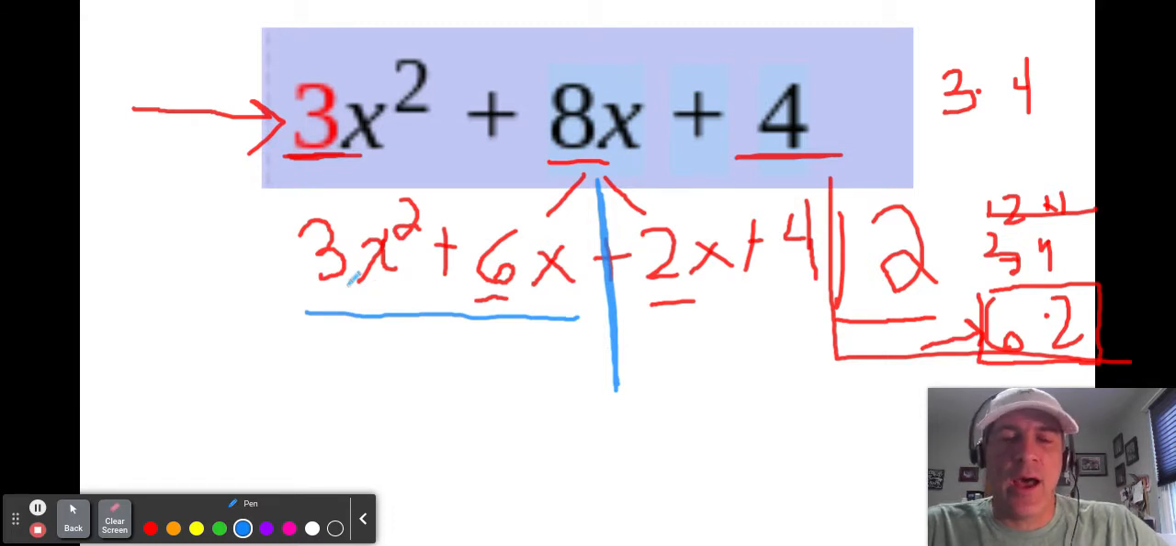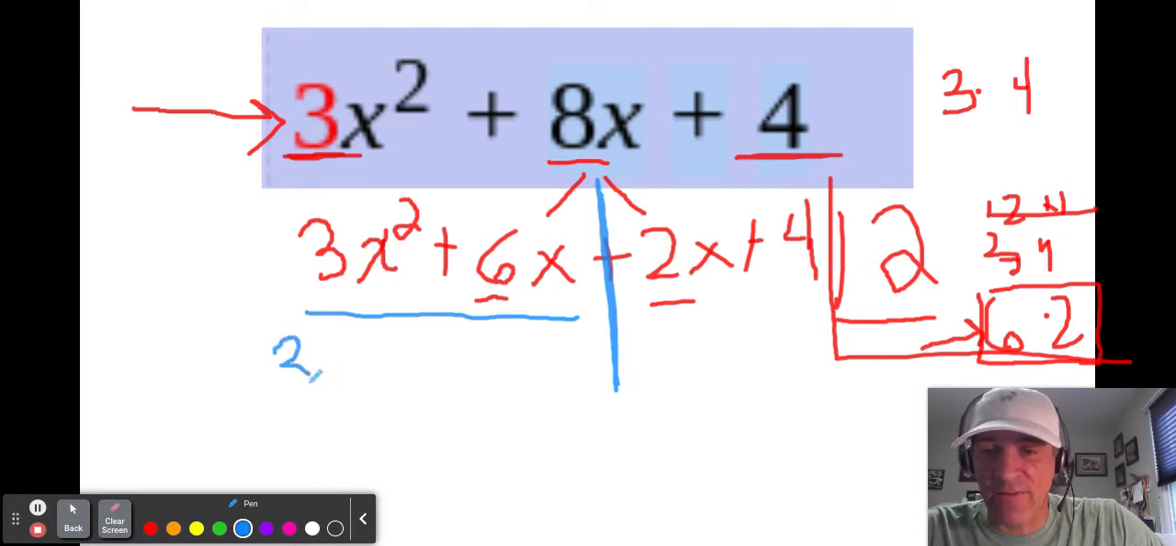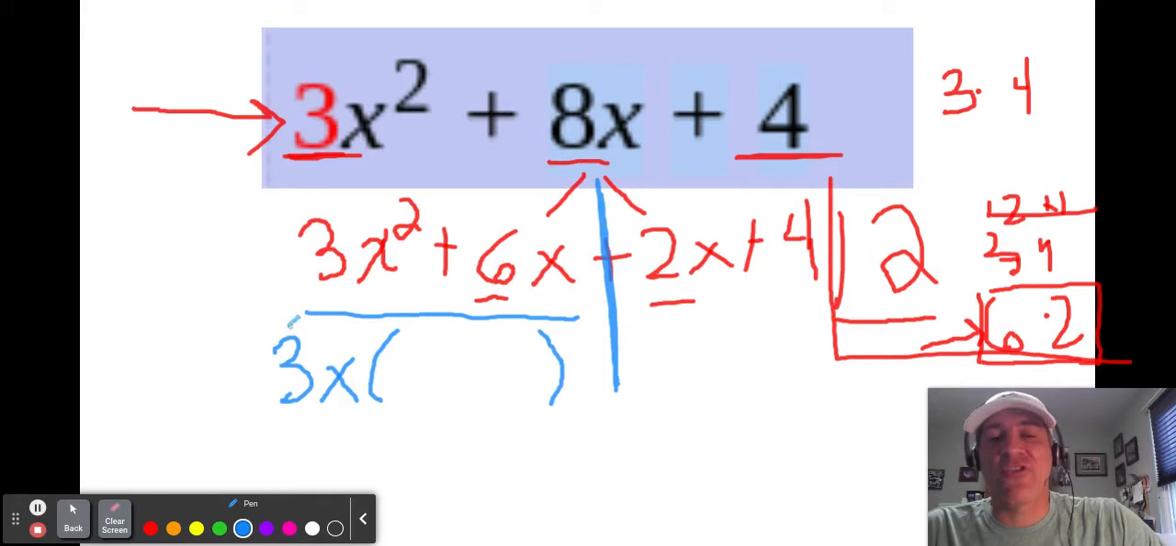What's the GCF, or what can I factor out of just the first two terms here? 3x squared plus 6x. I could factor out a 3. I could also factor out an x. So that's what I want to factor out of the first piece, because that is the largest value that is in both of my first two terms. Once I factor out that 3x, my first term here is going to just be x, because 3x times x gives me 3x squared. And then this will be plus 2.